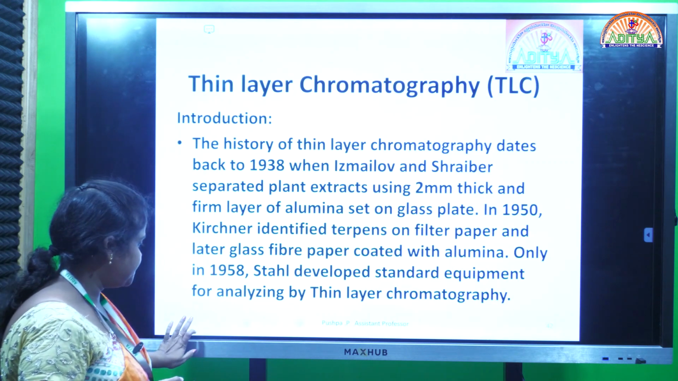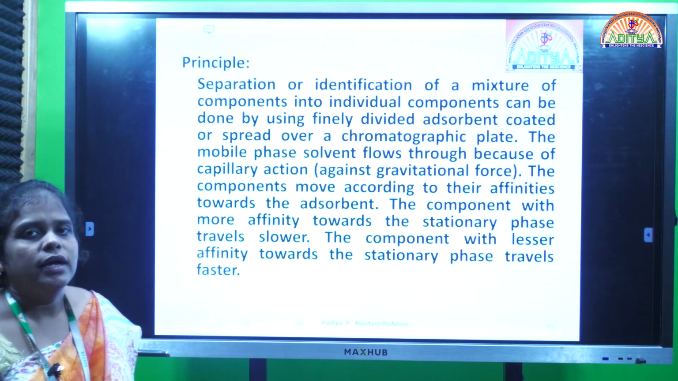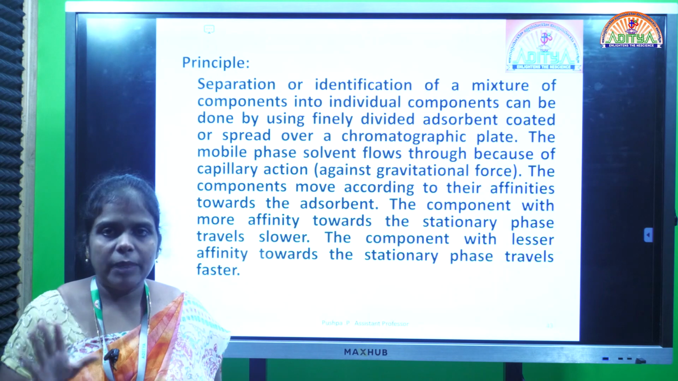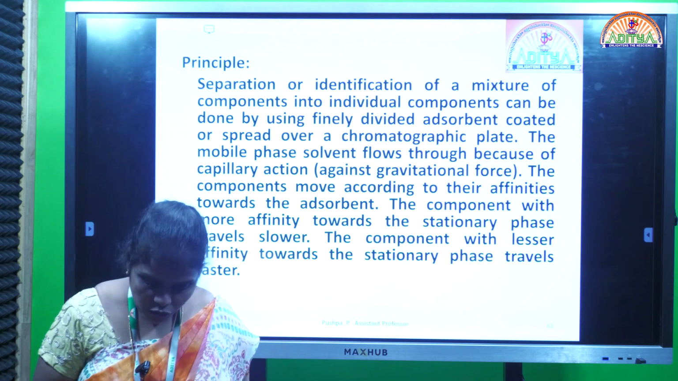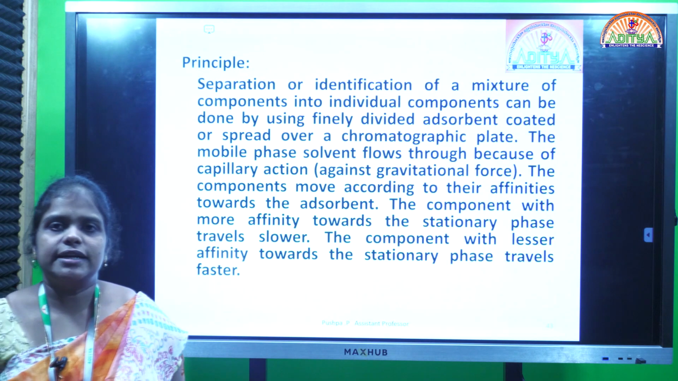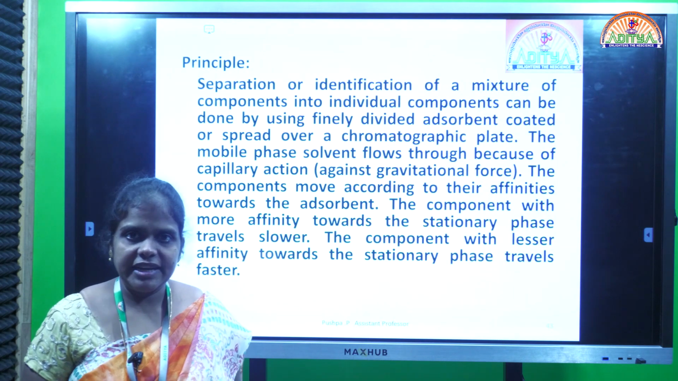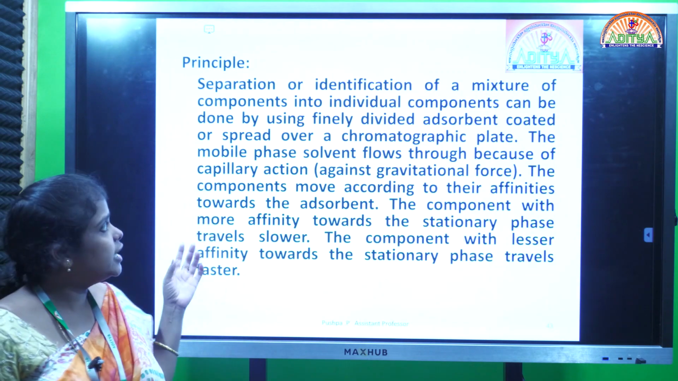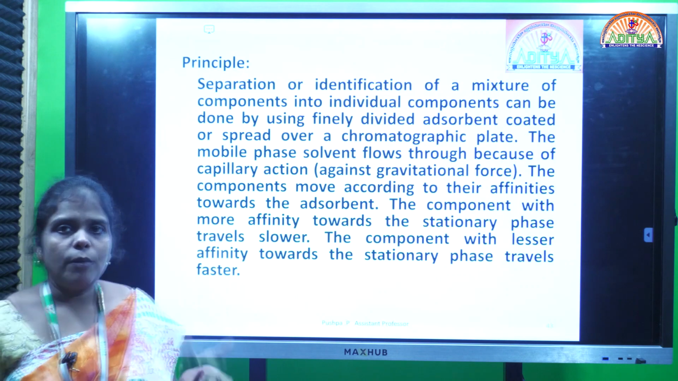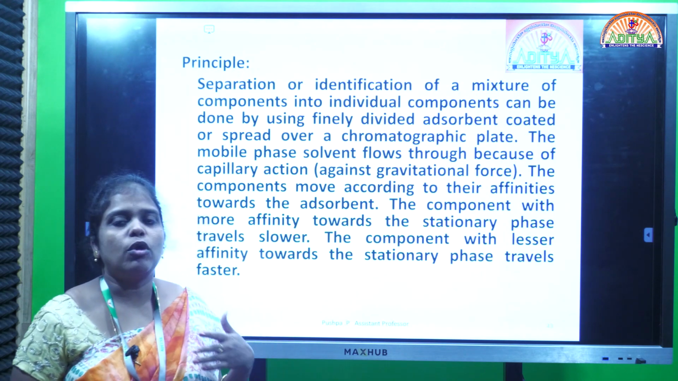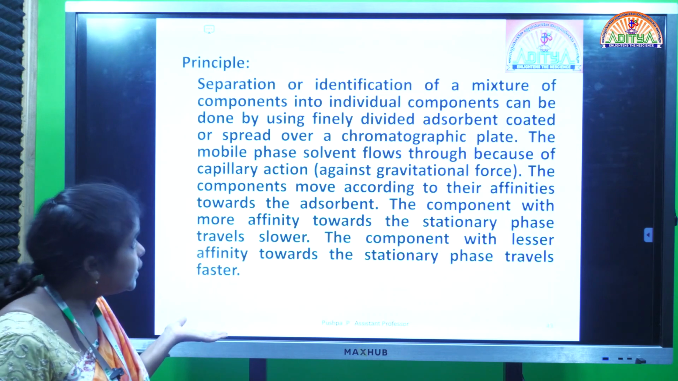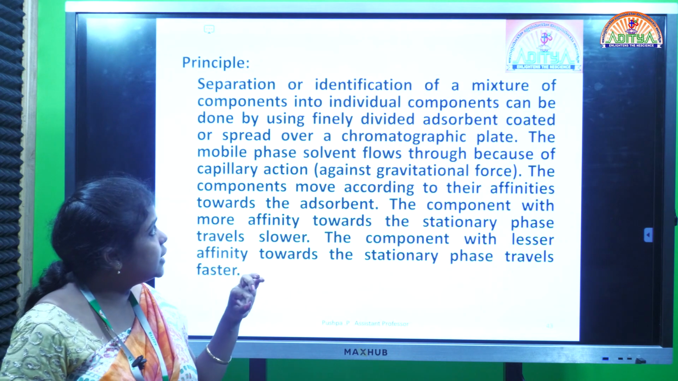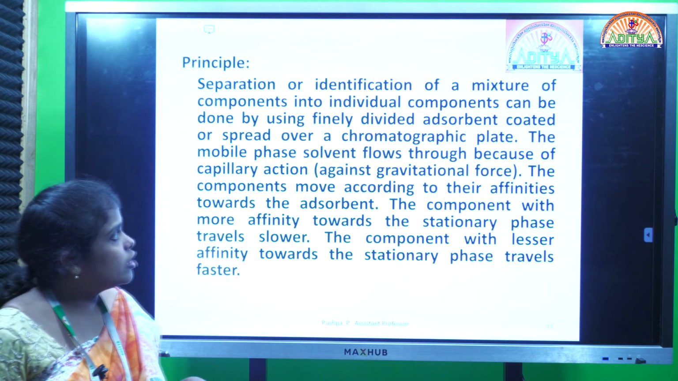Coming to the next one, principle. Thin layer chromatography is based on the principle of adsorption. Understood? Not partition. You have to know that the main principle of separation in thin layer chromatography is adsorption. That means based on the binding interaction or the affinity, the separation of the components of a mixture will take place. The mixture of components which we want to identify or separate is applied on a finely divided adsorbent coated on a chromatographic plate.